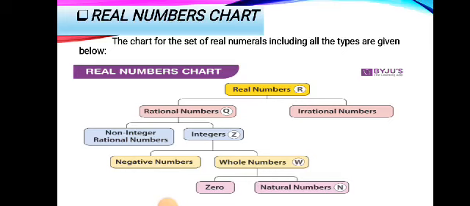Real numbers chart. The chart of the set of real numbers, including all the types, is given below. The real number chart is real numbers, rational numbers, and irrational numbers. Under rational numbers, there are non-integer rational numbers and integers. Then under integers are negative numbers and whole numbers. Then under whole numbers, you have zero and natural numbers.